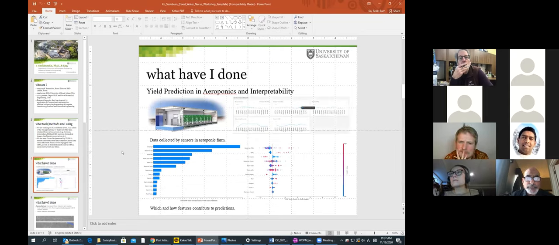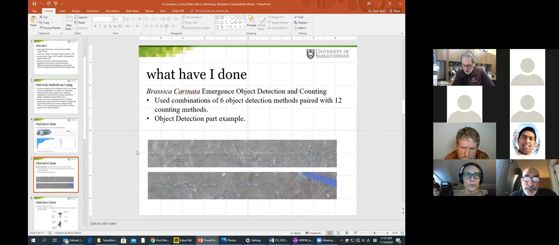What I've done with respect to water and food, first one is we try to predict the yield in aeroponics and try to interpret the data appropriately. So which and how features contribute to predictions. And these data are collected by the local company Farm Boys, and we developed a model to predict the yield. The next one is the Brassica carinata emergence object detection and counting. We used a combination of different object detection methods paired with different counting methods. So the slide shows some object detection examples.